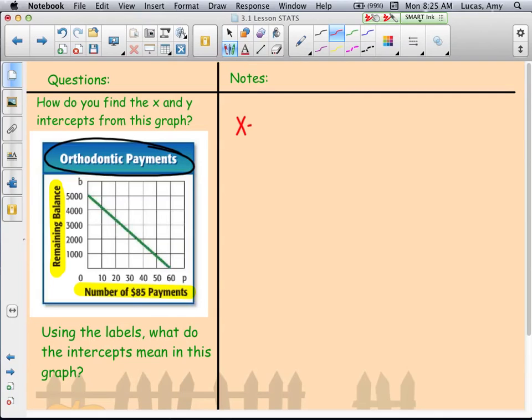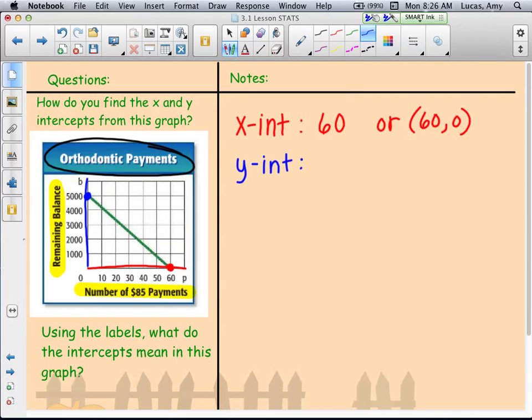The x-intercept is where the graph crosses the x-axis. So here's my x-axis. My graph crosses right here at 60. So my x-intercept is 60. Or if you wanted to write it as an ordered pair, that would be 60, 0. Then my y-intercept. Here's my y-axis. So my y-intercept is right here where my graph crosses the y-axis. So my y-intercept is 5,000, or 0, 5,000 as an ordered pair.